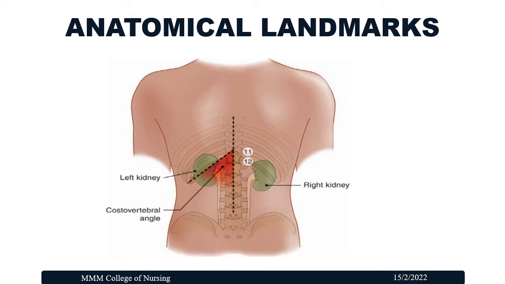The significance here is costovertebral angle tenderness, otherwise called Murphy's punch sign, Pasternacki's sign, or Goldflam sign. It is pain that is elicited by percussion of the area of the back overlying the kidney, that is the costovertebral angle. This particular test is positive in people who have perinephric abscess, pyelonephritis, hemorrhagic fever with renal syndrome, or renal stone.